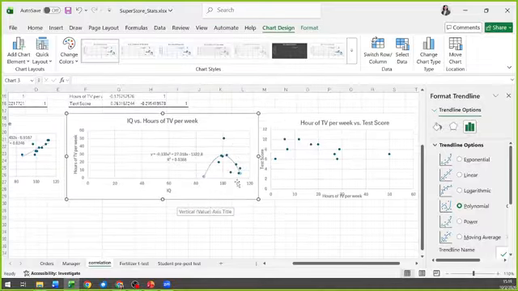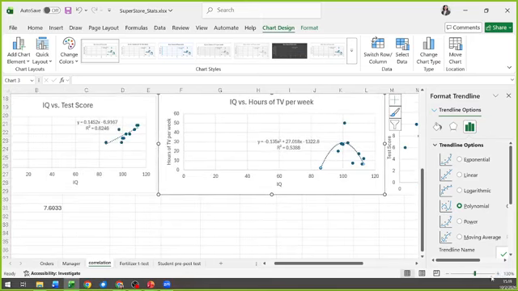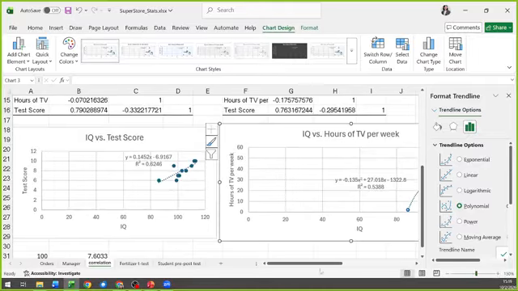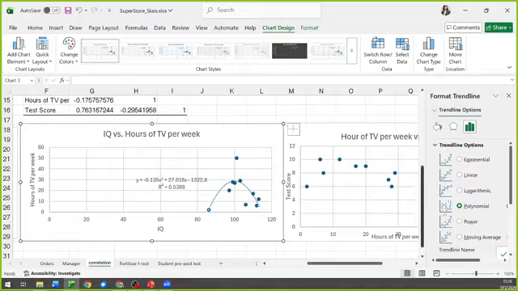Okay, so let's see if I choose this one. Right. Okay, I choose the polynomial one. Okay, what about yours?